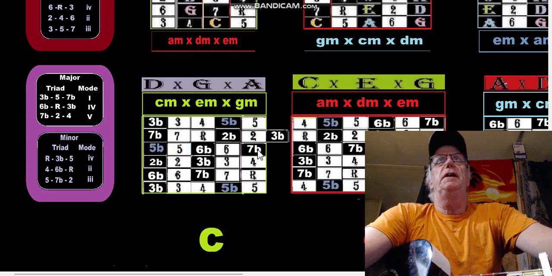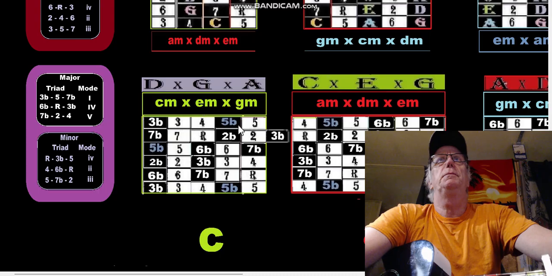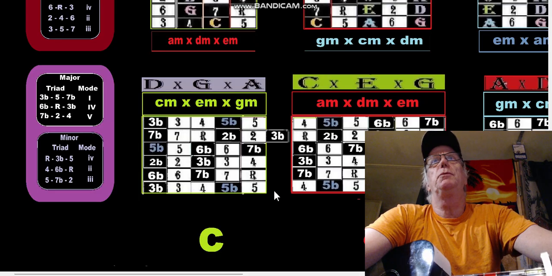So we've got that D shape parent key up there, and then the G shape, okay, is going to be 6 flat root 3 flat, which is the 4th. Now that's 6 flat. Once again, we're going to need that. We're going to need this whole fret here. Okay.